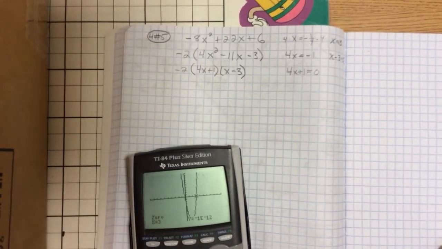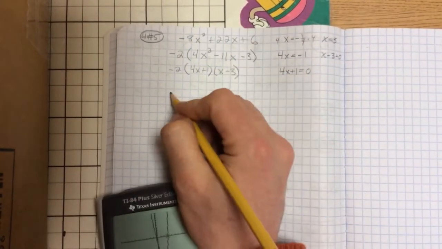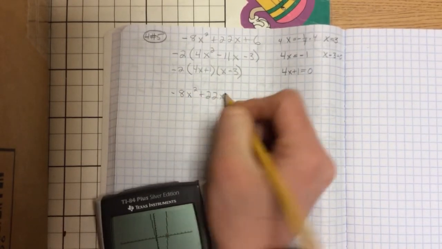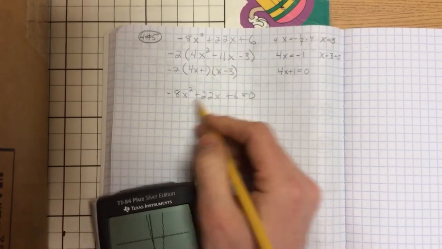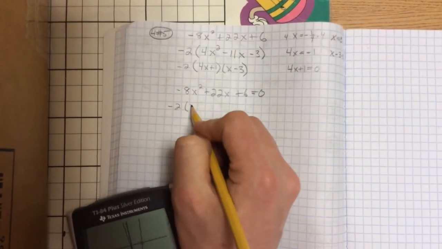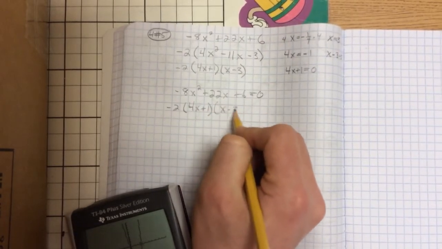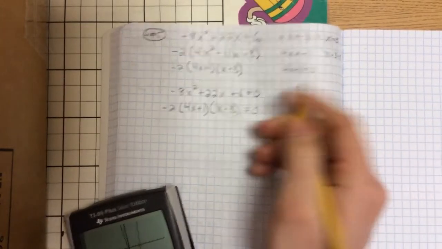Good. So there's that. Now, it says to solve the equation by factoring. Well, we just factored it, so let's write it down here. Negative 2 times 4x plus 1 times x minus 3 equals 0. And now we've just got to figure out what values of x are going to solve this equation.